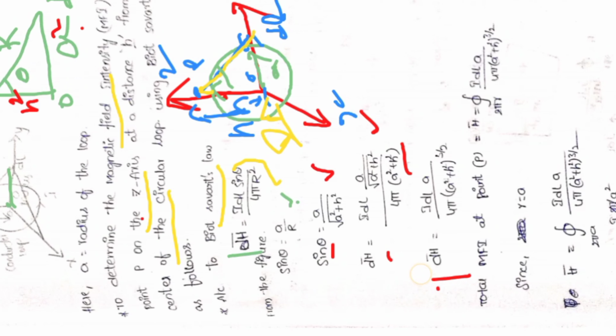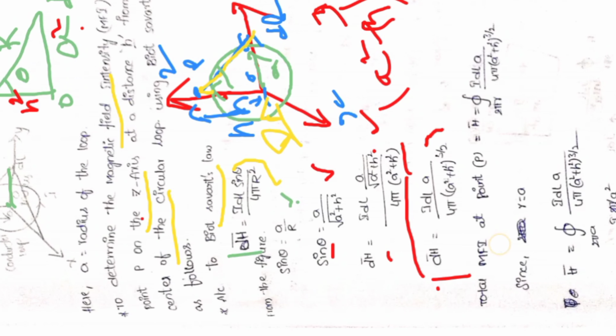Therefore, dH equals I dl a by 4 pi times a square plus h square, power 3 by 2. The square root means power 1 by 2, and here a square plus h square is also there, hence we can write power 3 by 2.